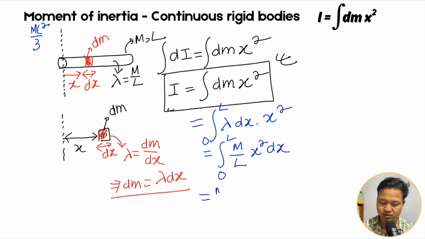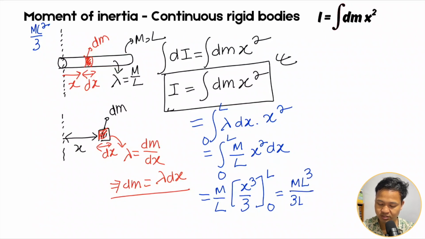Taking mass by L outside, the integration of x square is x cube by 3, from 0 to L. Putting in the limits, we get ml cube divided by 3 into L. So one L gets cancelled out. I have ml square divided by 3.